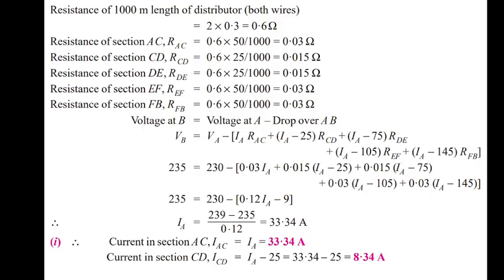All right. By substituting the known values and simplifying the equations, the current at point A can be calculated to be 33.34 amp. Using this result, the current in the first section of the distributor can be determined. So it is equal to 8.34 amp, showing how the current reduces after each load is tapped, and all of the customers are consuming an amount of the current.